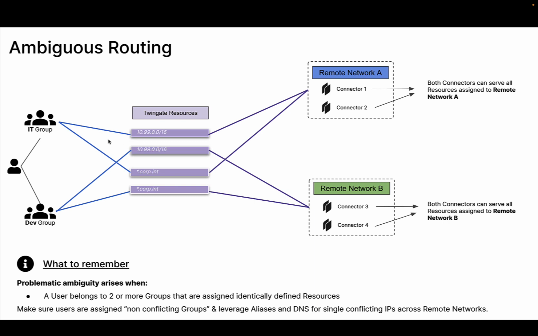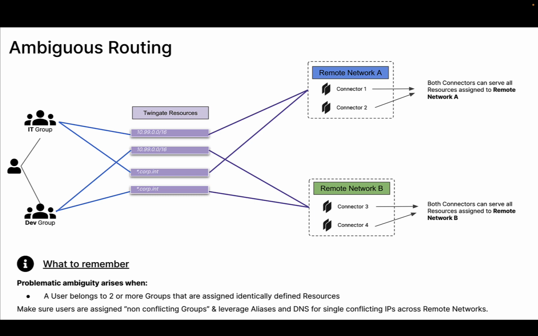If you had, for instance, those two groups of users with access to server1.corp.int in remote network A and server1.corp.int in remote network B, what you could do is, for both of those resources, create an alias that is going to be server1.dev.corp.int for this one, and for this one, server1.prod.corp.int, so as to remove the ambiguity altogether.